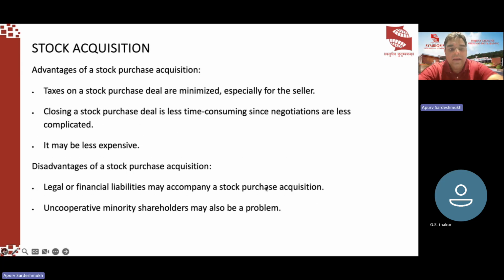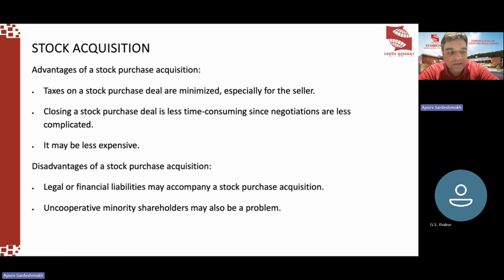The advantage of a stock purchase acquisition is that the taxes on a stock purchase deal are minimized, especially for the seller. On a stock purchase, there is a capital gain tax on the amount that the seller gets. It may be a long term capital gain or a short term capital gain.